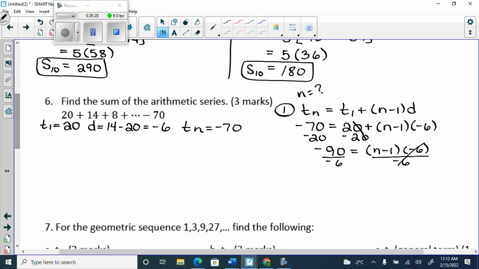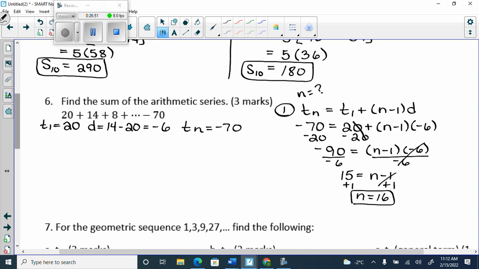And what is negative 90 divided by negative 6? 15. Add 1, and you get 16. And then people feel like they've done so much work, they stop here. You've only just begun. Now you know n is 16, so now what can we actually find?